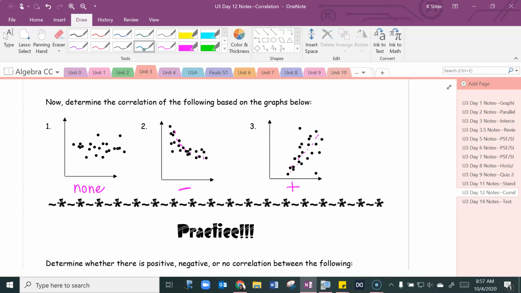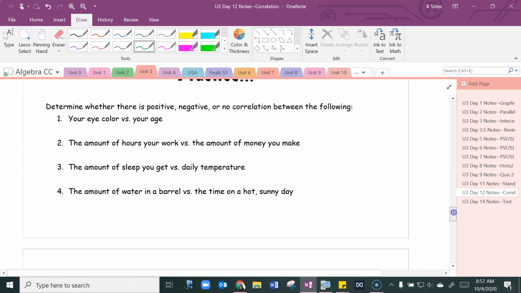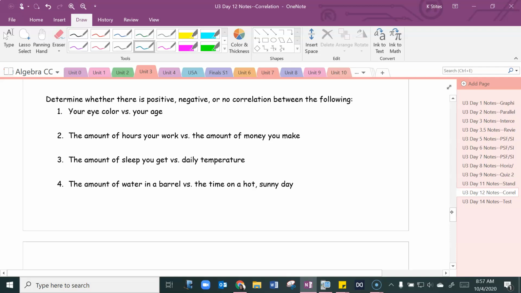All right, now we can also identify correlation based on some topics without a graph. So we're going to determine whether we have positive, negative, or no correlation between these topics. Number 1, your eye color versus your age. Is there any relationship between that? No. So this is a no correlation situation.